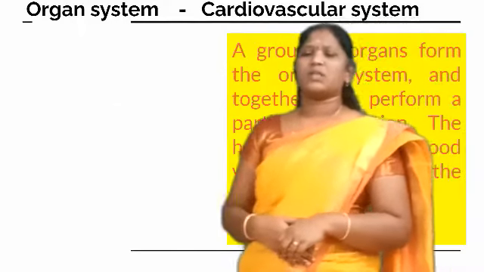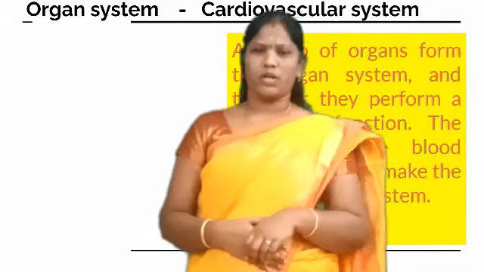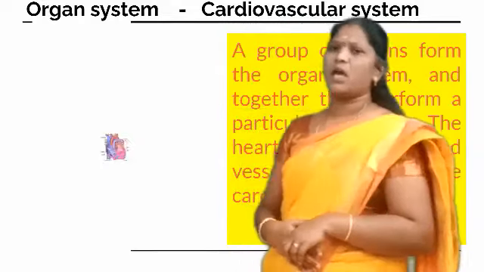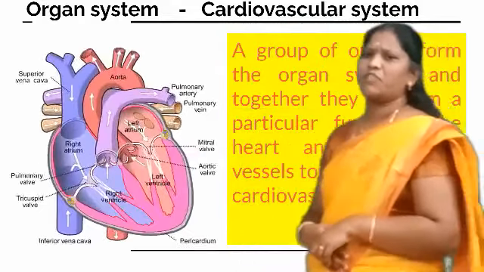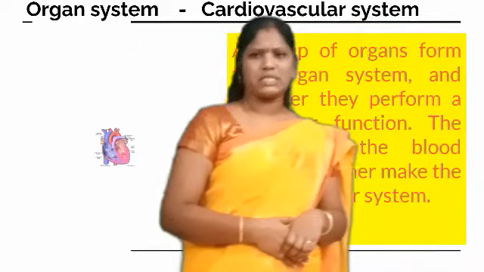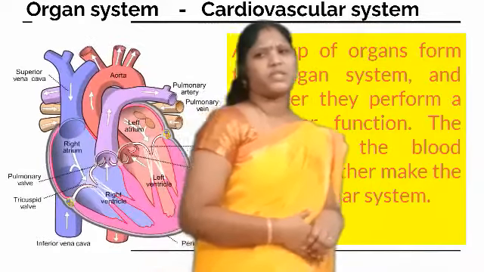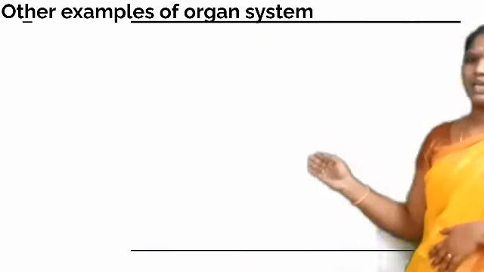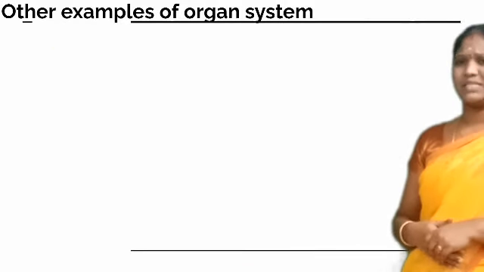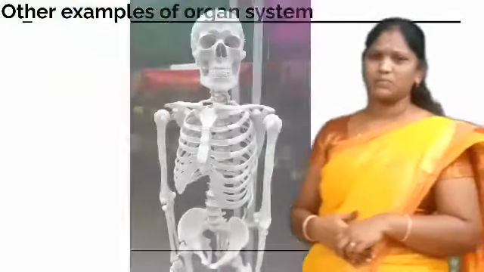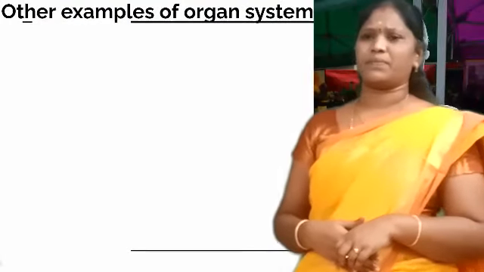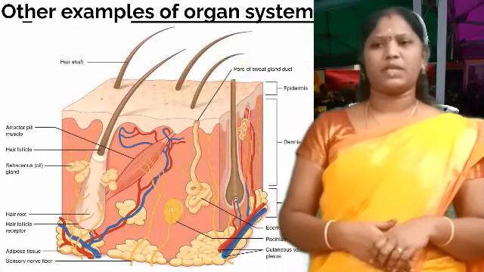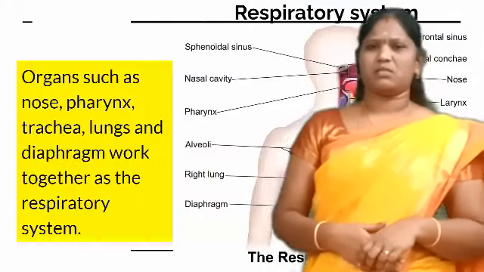Organ system. There are different organ systems in our body. This is the cardiovascular system, which means about the heart. A group of organs form the organ system. Together, they perform a particular function. So this is the cardiovascular system, which is related to the heart. Other examples of organ systems are the skeletal system, endocrine system, and integumentary system, nothing but skin.